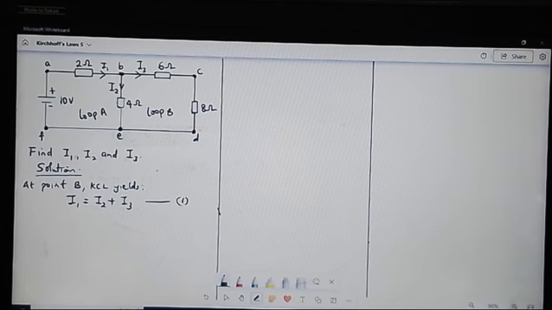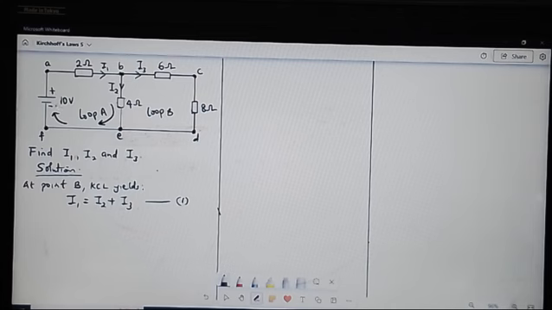Then we go to loop A and apply Kirchhoff's voltage law. So for loop A, how do we apply Kirchhoff's voltage law? Remember, one of the rules, we'll first of all assign an arbitrary direction of current flow. So I'm going to use a clockwise direction. So this is clockwise. Having assigned the arbitrary direction of current flow, I now take note of the signs for each potential drop.